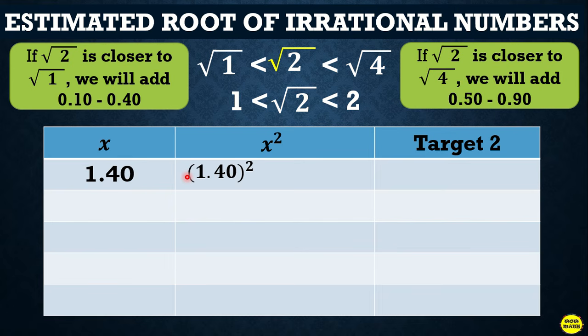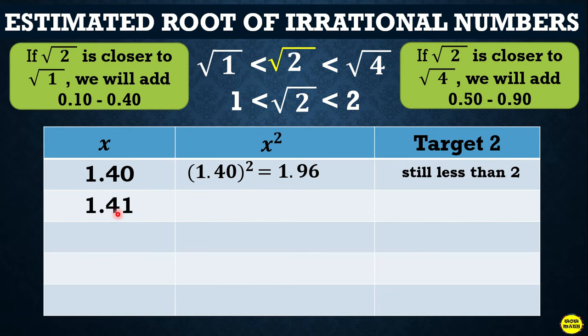Pag ini-square natin, we will get the square of 1.40. So, kung mare-recall nyo yung operations on decimals, alam natin kung paano mag-multiply ng decimals. 1.40 times 1.40. So, ang magiging result niya ay 1.96. And as you can see, 1.96 is still less than 2. Okay, so anong gagawin natin? Since 1.96 kulang pa, dapat ang target natin is 2.